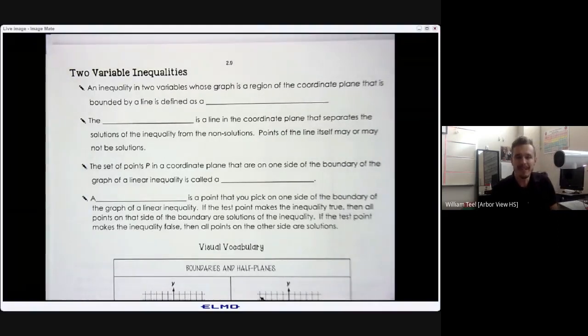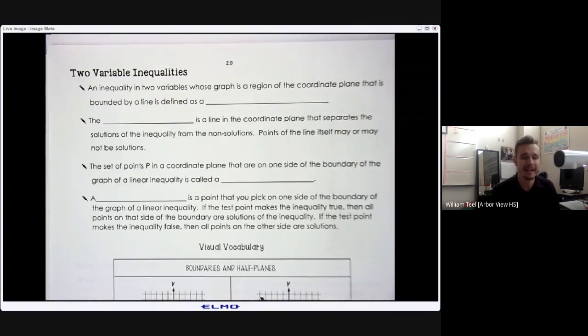So you might remember we've been talking about inequalities throughout this unit. An inequality is something like x is less than 5, x is greater than or equal to 3, and so on. So we have the basics of inequalities down already. Now today we're going to introduce the concept of two variable inequalities. So instead of just having x or y, one variable, we are now going to introduce two variable inequalities.